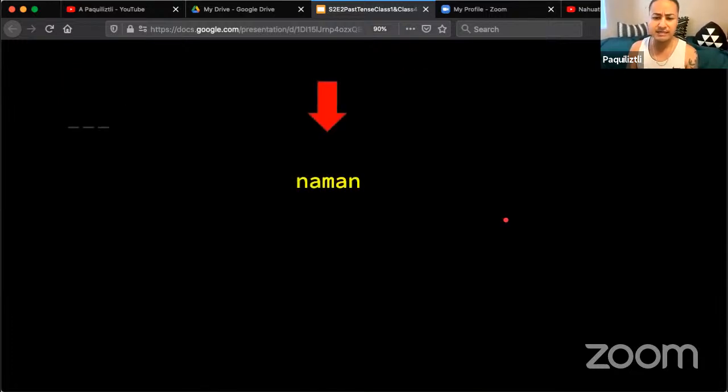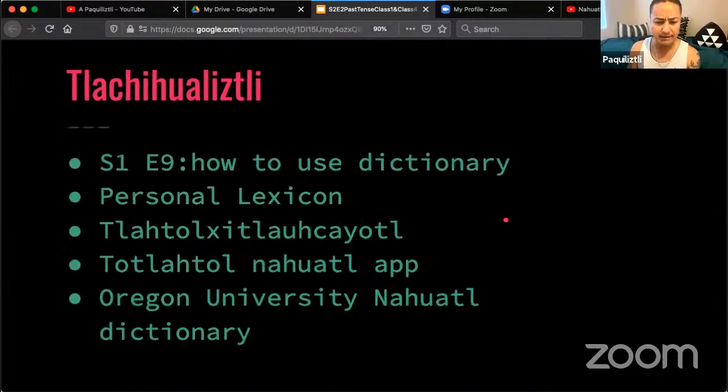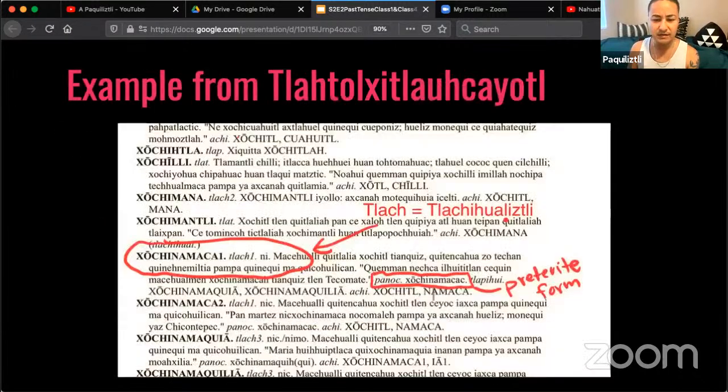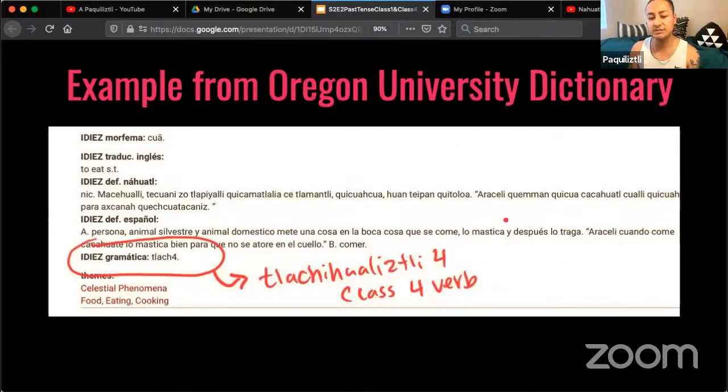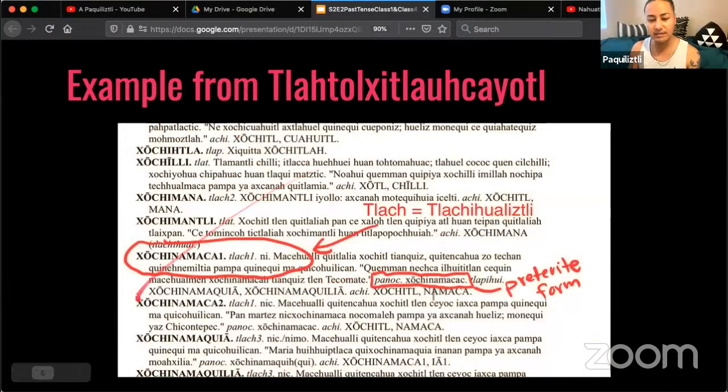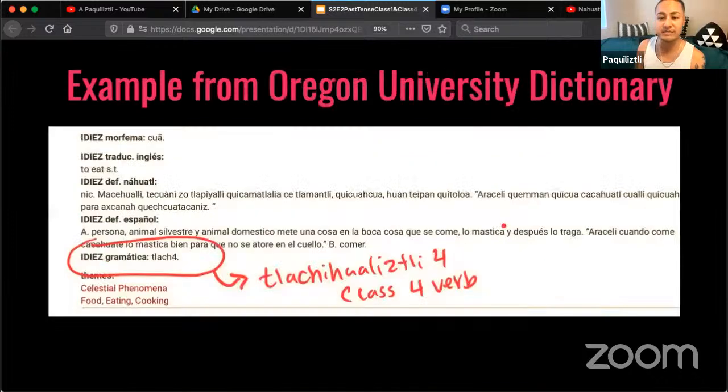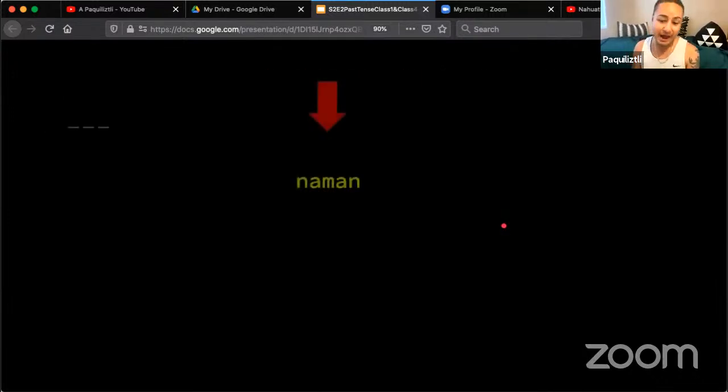All right. Oh, I guess I didn't cover the personal lexicon. In personal lexicon, the entries are going to look just like the Tlahtolchitlacayot. So they'll look just like this in personal lexicon. Not all the entries have a past tense in them, but the entries will look very similar. Just look for tlach or tlachihualistli, and it'll tell you what class verb it is. So now you know how to know what class verb it is. That's very important in creating the past tense of a verb.